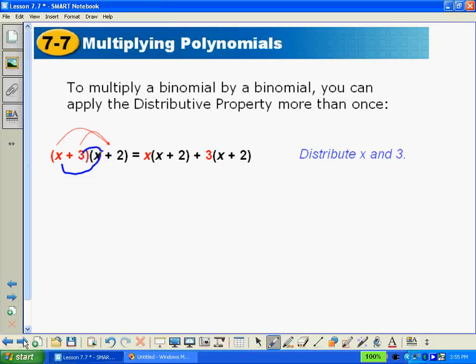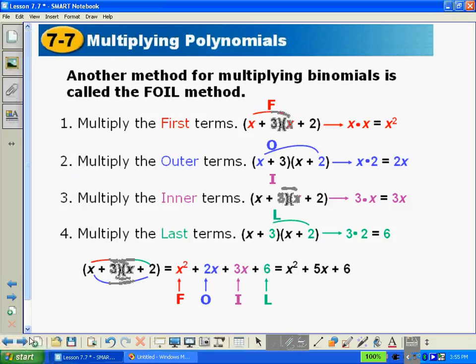I kind of feel like this method may be a little bit confusing, but maybe not. Maybe you understand it. If you remember last week, I was wearing my foil t-shirt, and the reason I was wearing my foil t-shirt is because foil is one method you can use to multiply binomials. And the foil method, it's called that because of the way that you multiply binomials.